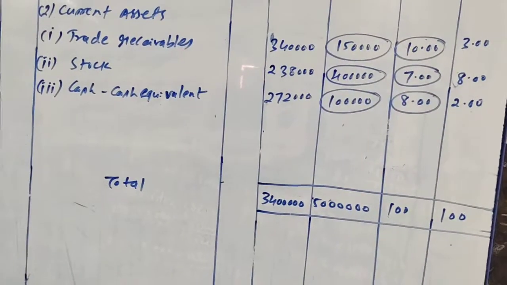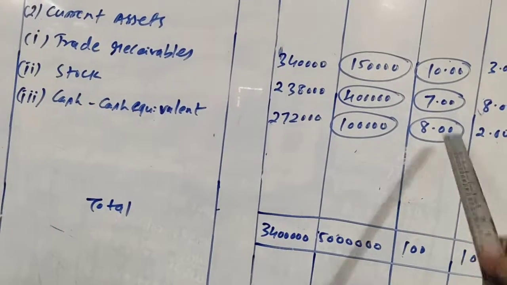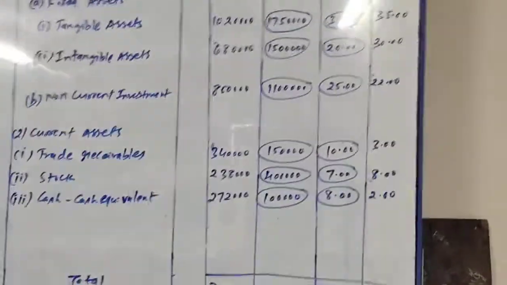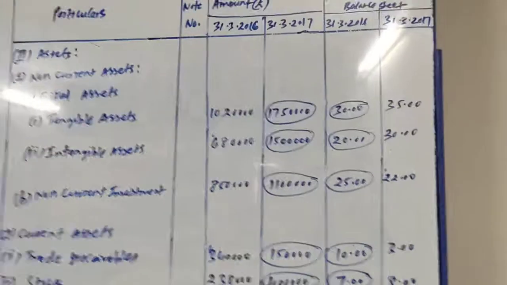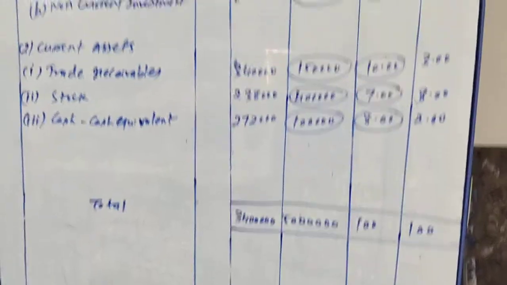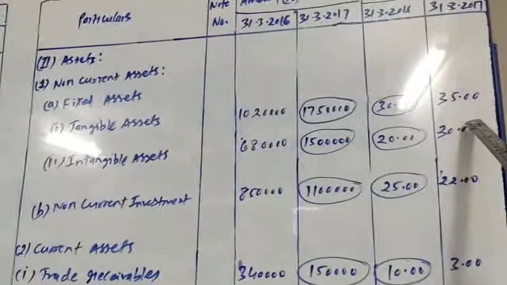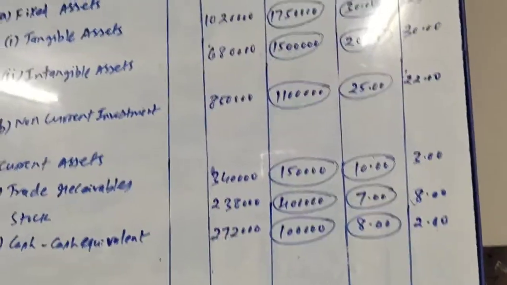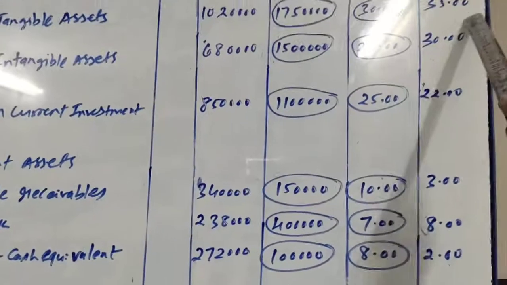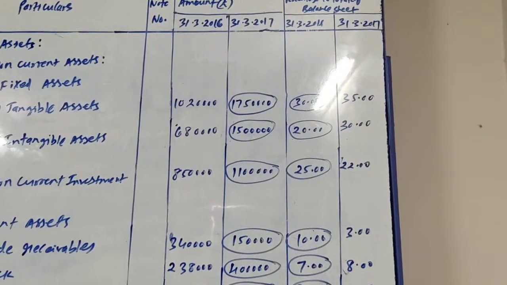And cash and equivalent 2,72,000. So 2,72,000 upon 34 lakh into 100 we get 8%. So this is how the percentage of 2016 is calculated. Now let us see 2017. In 2017 the total is given 50 lakh and the percentages are given: tangible asset 35%. So 50 lakh into 35% will give us 17,50,000.